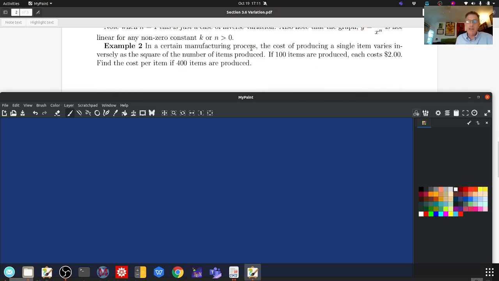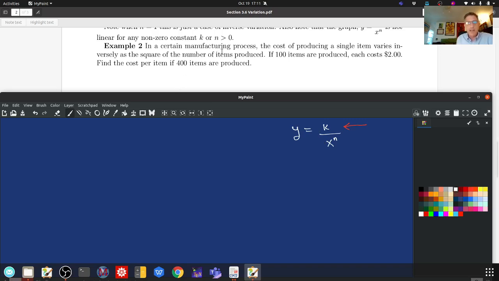Remember our base equation here is y is equal to k times x to the n, and our first step is always going to be to use the information to find the value of k. Then I have a formula, and then I use the information in the second part to solve for y.